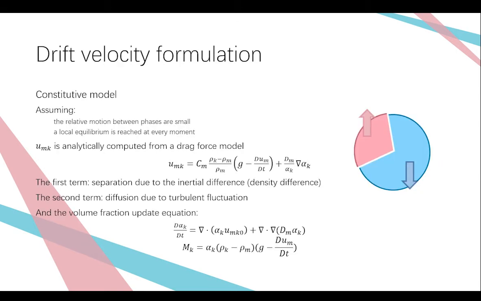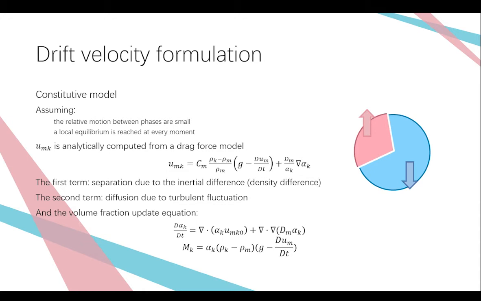The last piece we need now is the formulation of the drift velocity. Since the derivation is pretty long, we leave it to our paper and directly give the result. We assume the relative motion between phases is small, and the local equilibrium is reached at every moment. This assumption is reasonable for most liquid mixtures and most liquid particle suspension systems, and the drift velocity can be computed from a drag force model.